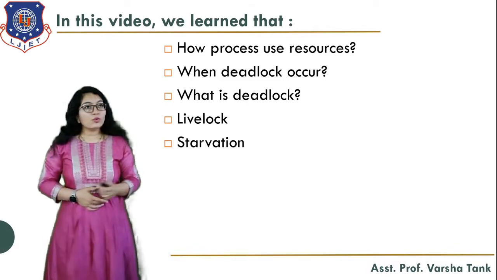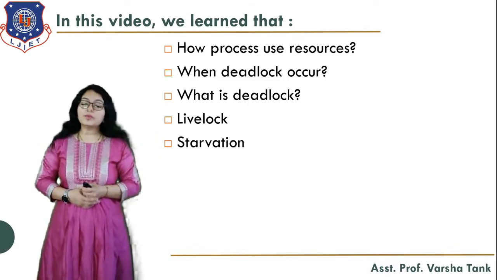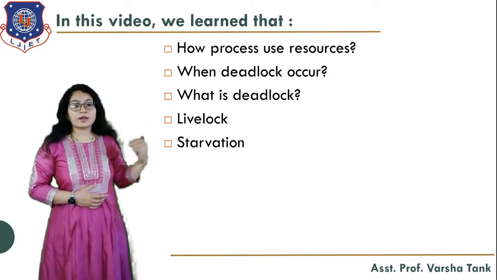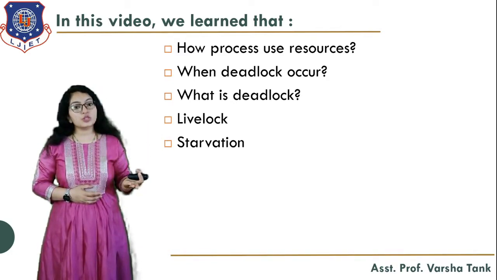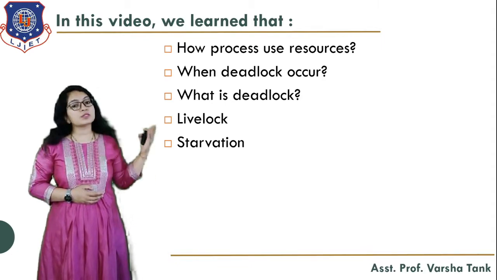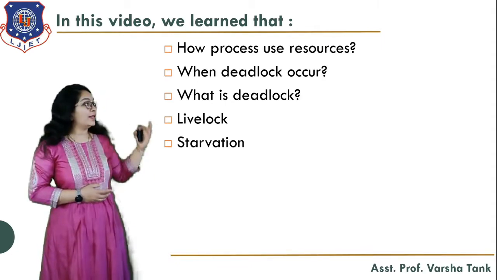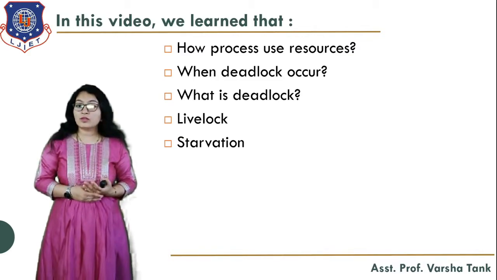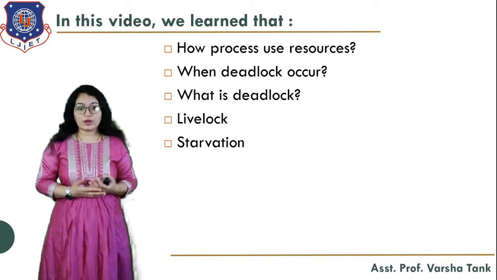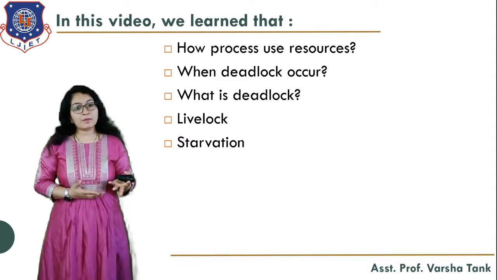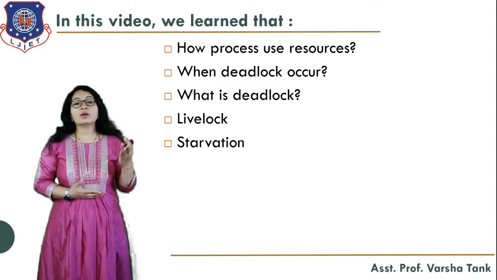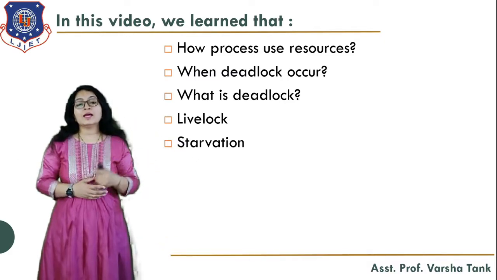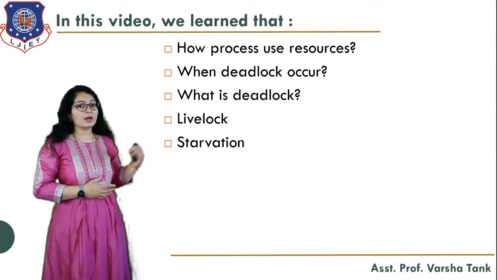So in this video, we have learned how the process uses the resources. That means the process first requests the resource, then uses that resource, and then releases that resource. Then we have seen when deadlock occurs. We have taken two real-life examples, the car and the train. A traffic jam is an example of deadlock, and when two trains come from different directions on a single track, that is also an example of deadlock.